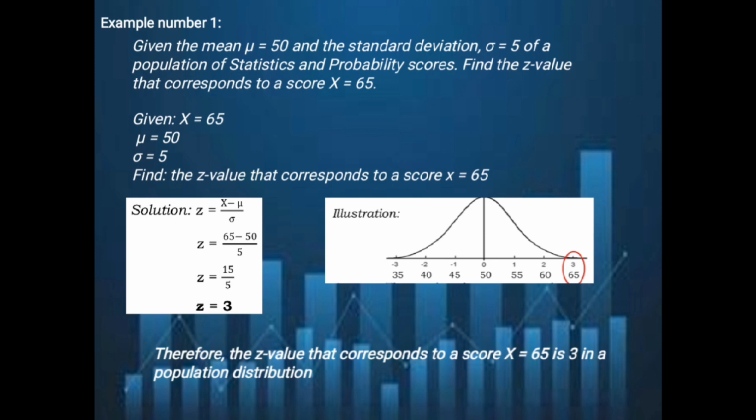Second, we simply subtract 50 from 65. So 65 minus 50 is equal to 15. Then we bring down the 5 over here. So we have now 15 divided by 5, which is equal to 3. Therefore, the z-value that corresponds to a score x of 65 is 3 in a population distribution.